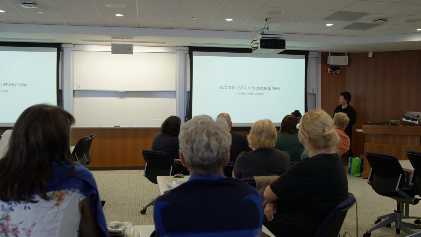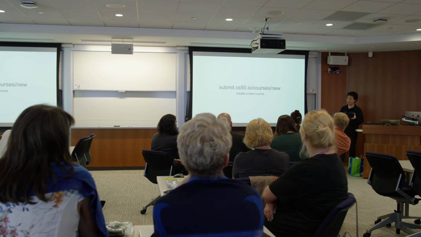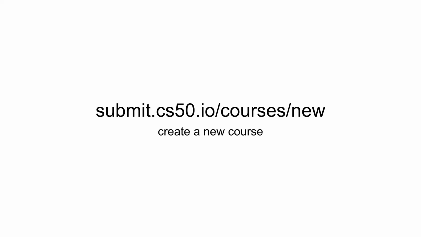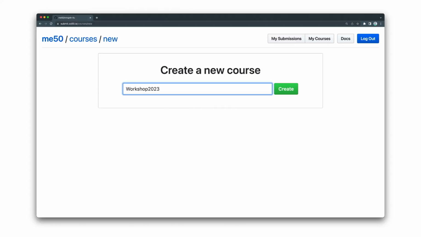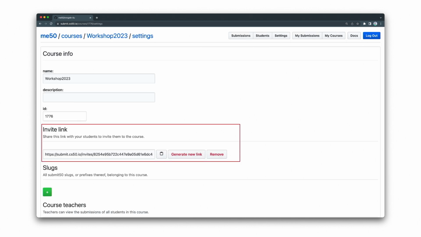As a teacher, you will first want to create a course on this website. If you visit this website, you will see this page. For example, to show you as a demo, I create a course called Workshop. This is the CS50 course I'm teaching, Workshop 2023. I click Create, and then I will be greeted with this course configuration page. Two sections of this page are really important, the first of which is the invite link.